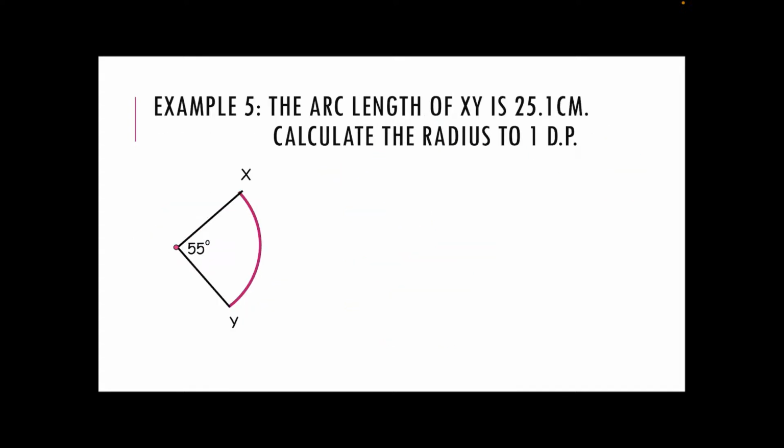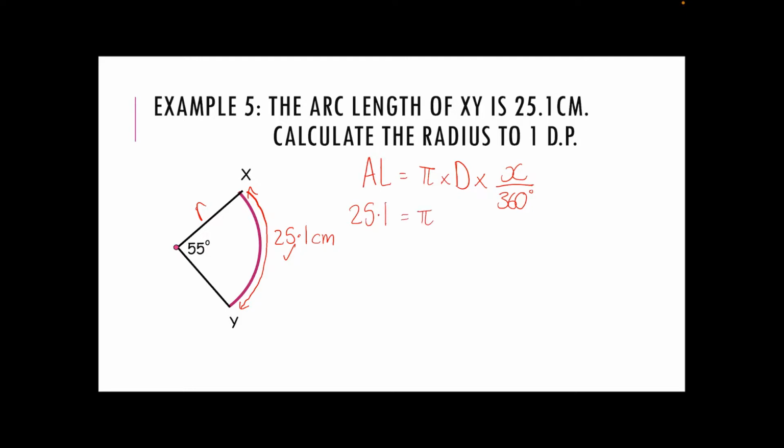For example number 5, we have been told that our arc length xy is 25.1 centimetres. So what that's meaning is that our curved edge here is the 25.1 centimetres, and we've been asked to calculate what our radius is. So we don't have a formula to find the radius from our arc length, but if we start with our arc length formula, we know that it is pi times by the diameter times by the angle out of 360. And what I'm going to do is replace everything in this formula with what I do know. So starting with arc length, we do know that is our 25.1.